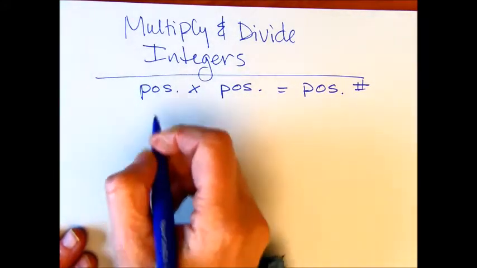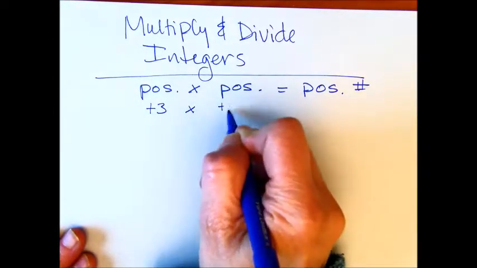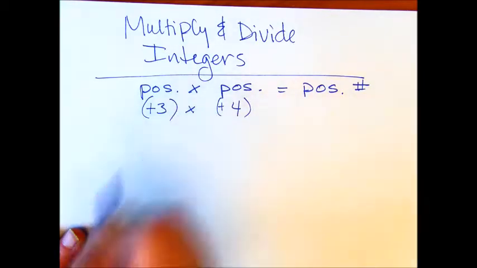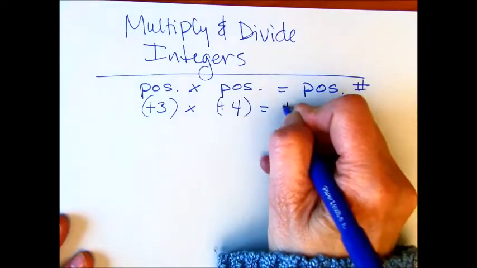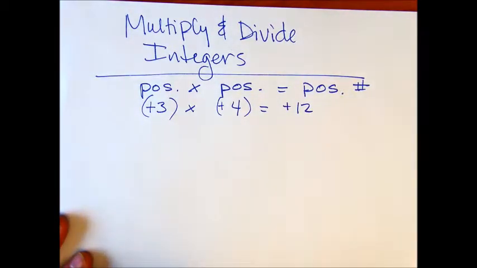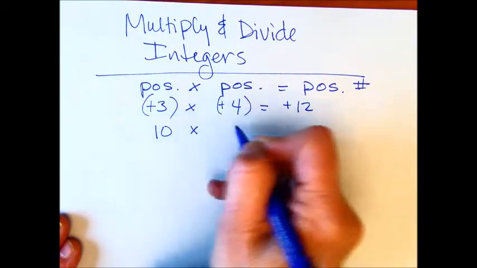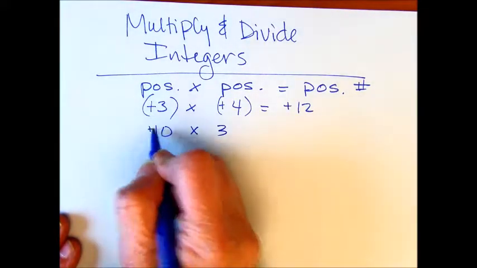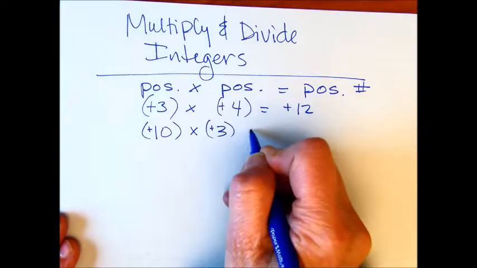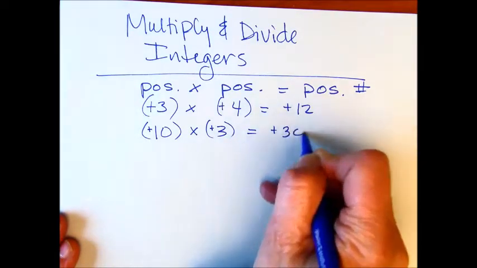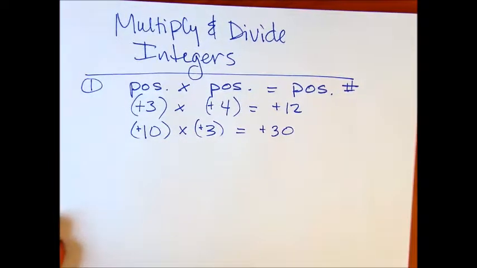Okay, so some examples, positive 3 times a positive 4. Both numbers are positive. 3 times 4, that's 12. That's going to be a positive 12. Another one, 10 times 3, or you could write it with the positives. Both of these numbers are going to give us positive 30. Okay, so a positive times a positive will give you a positive answer.